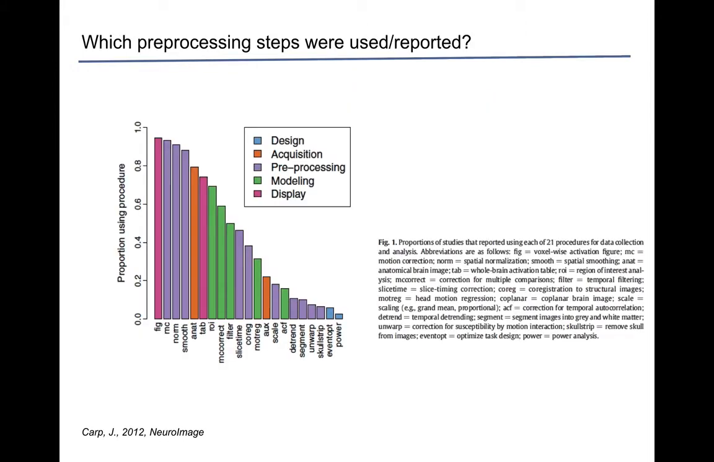In the same paper they looked at which steps were done most, or basically the percentage of the time that each step was used. If you look at the purple bars, it's for pre-processing, and you can see how many studies included, for example, motion correction in their pipeline. It's interesting that many studies did include motion correction, normalization, and spatial smoothing, whereas slice timing correction was done about 50% of the time or so.